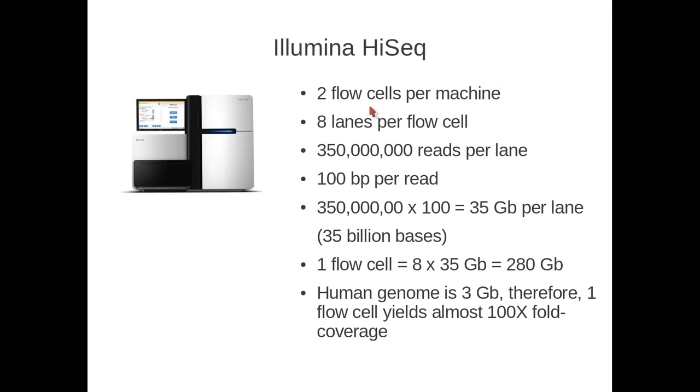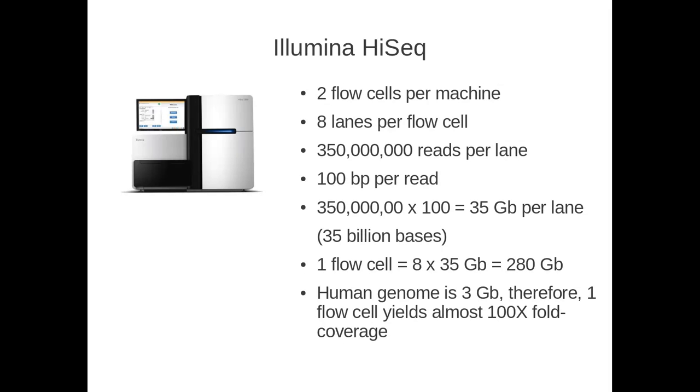So the HiSeq consists of two flow cells. Really, these are small glass slides to which we attach the clone libraries. I'll be going into some detail about that later. There's 8 lanes per flow cell, and 350 million reads per lane is an obtainable number that we have obtained right at Washington Square Park and at New York University.